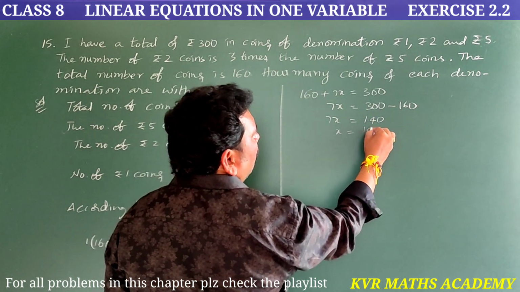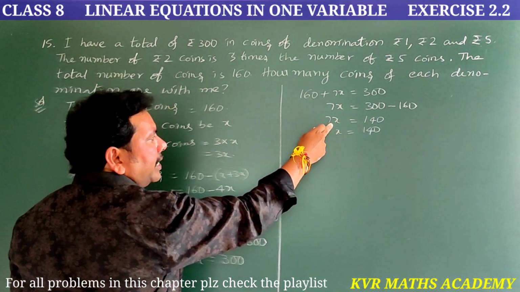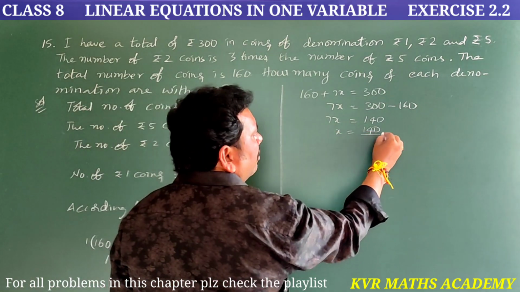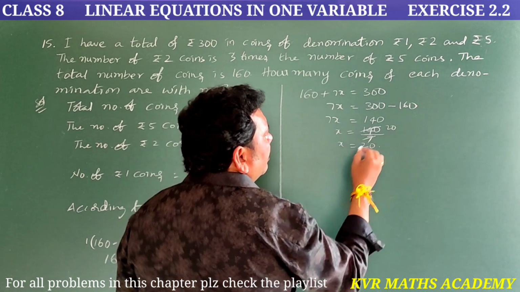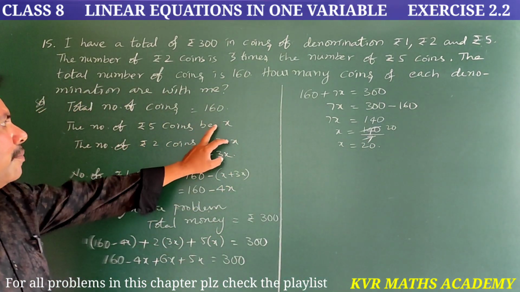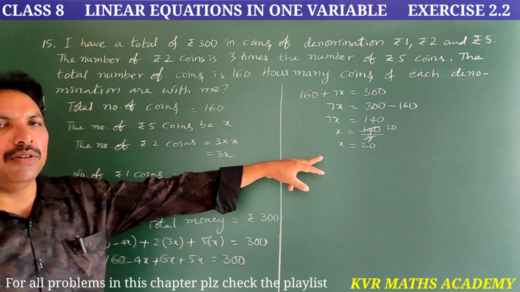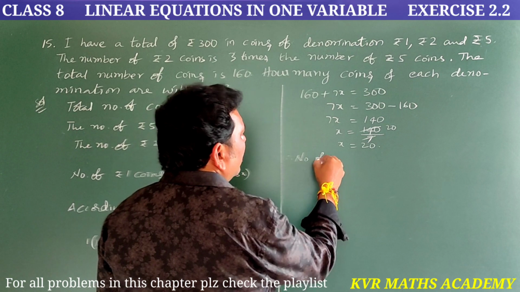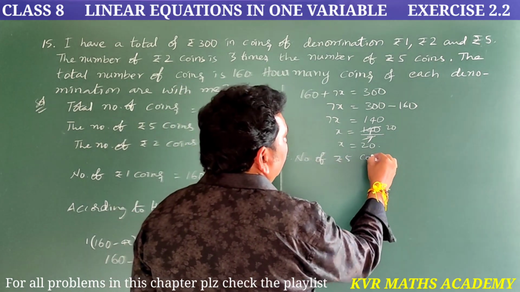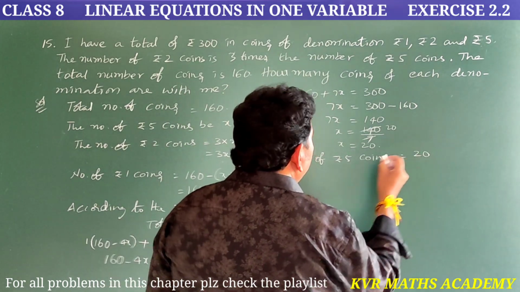So x is equal to 140 by 7. Here 7 is multiplying x, when it goes to this side it will divide. So x is equal to 20. X means number of 5 rupee coins is equal to 20. Right? Therefore, number of 5 rupee coins is equal to 20.